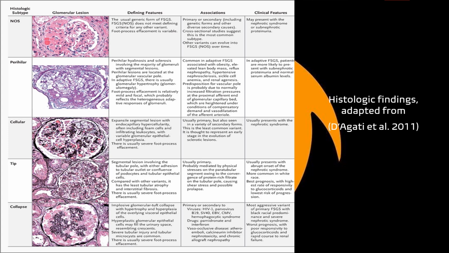So, for example, you have NOS, you have perihilar, cellular, TIP, and collapsing, and these are the histological subtypes that, from a pathology basis, are used to provide histological bases around diagnoses for the types of FSGS.